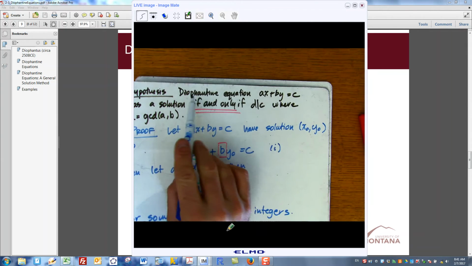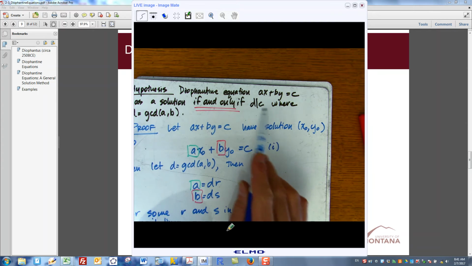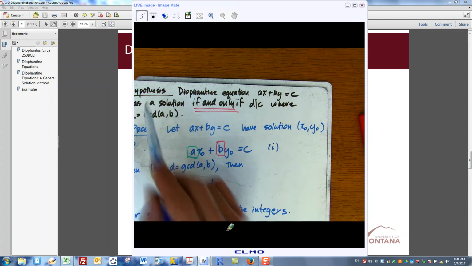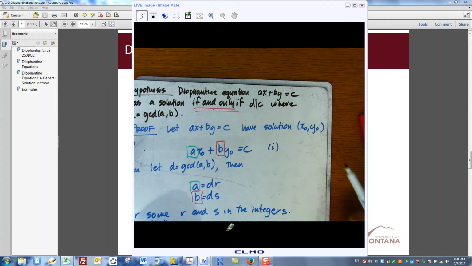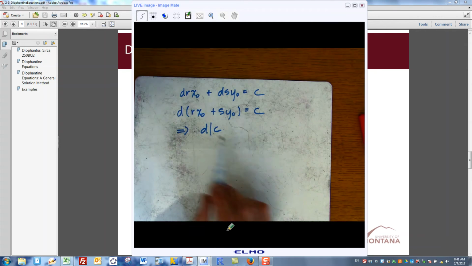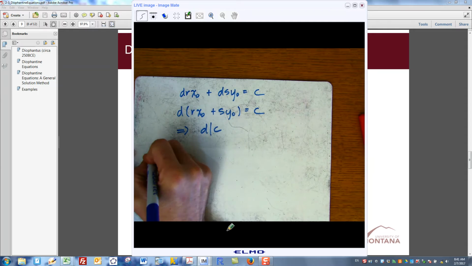Okay, so in other words, we've shown the first part of the theorem. Remind you that what we're looking at is this equation has a solution if and only if d divides c, where d is the GCD. So we've shown when this has a solution, d divides c. So d, the GCD of a and b, d divides c. Okay, so we've shown it in one direction, as desired.